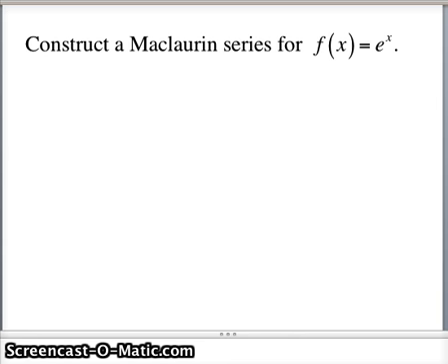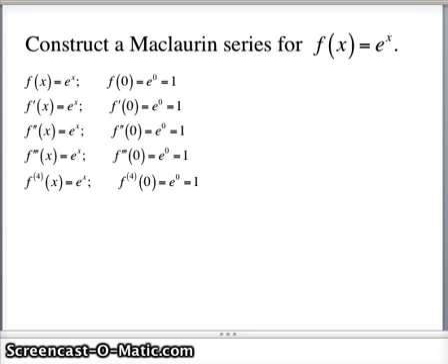Let's go through the whole process. We're going to have to find a bunch of derivatives of f of x and see what their values are at 0. So f of x is e to the x, the first derivative is e to the x, second derivative is e to the x, third derivative is e to the x, fourth derivative is e to the x. And I want to evaluate all of those derivatives at 0. So f of 0 is e to the 0 is 1, f prime of 0 is e to the 0 is 1, etc. All of the values of the derivatives at 0 are always 1. That makes this a little easier to work with.